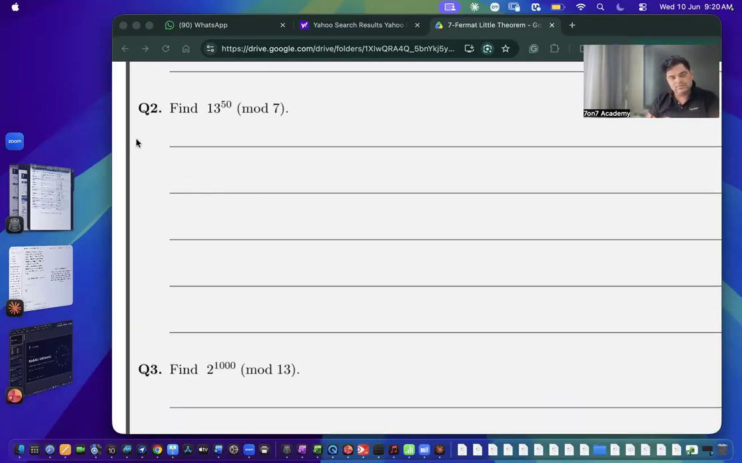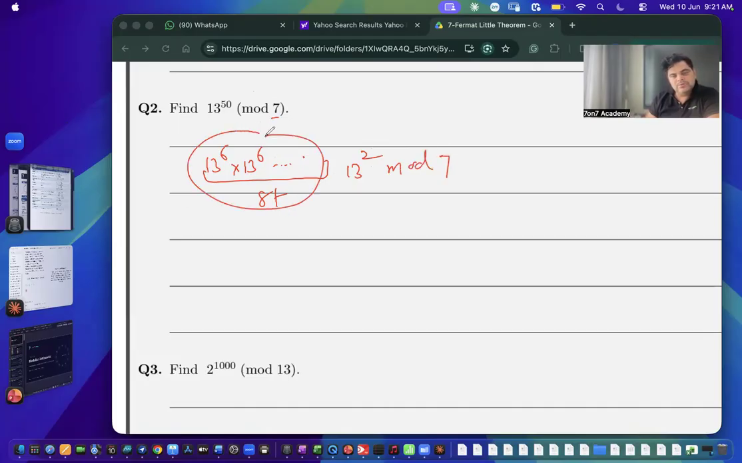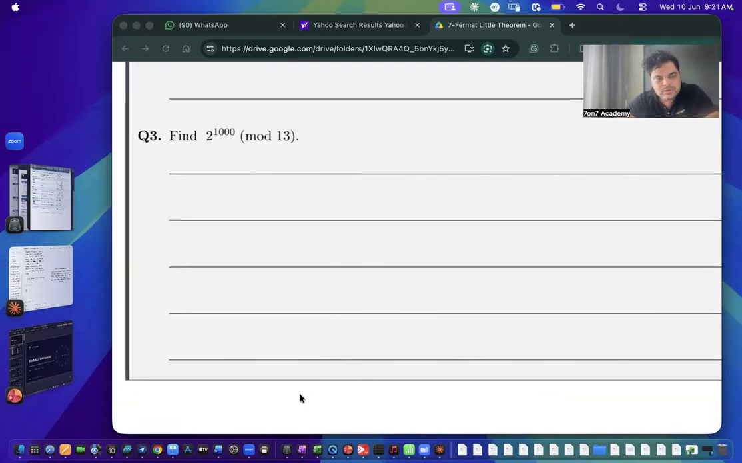Dhruv, what is the answer of this 13? If you want to apply the same theorem. So this one is just 13 squared mod 7. Because 13 raised to 6 is taken out, 13 raised to 6 times 8 times, and then 13 squared is basically 13 raised to 6, then squared. These values anyway disappear to 1, and 13, 14. So minus 1 raised to 2 mod 7. So 1 mod 7. So it is 1 only. Okay. What about this?